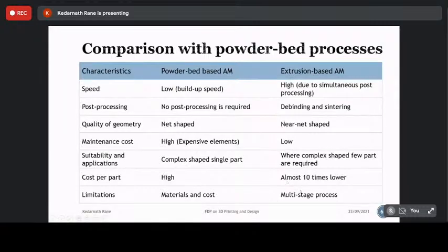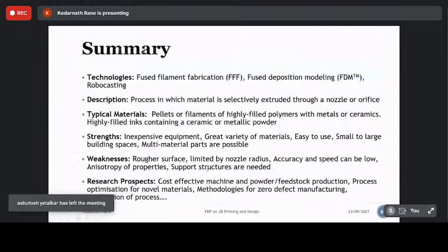That's why commercial players and other academicians refer to this process as very cost effective as compared to the powder bed based processes. It is almost 10 times lower than the cost of SLM and EBM processes. So this is the last slide from my presentation.